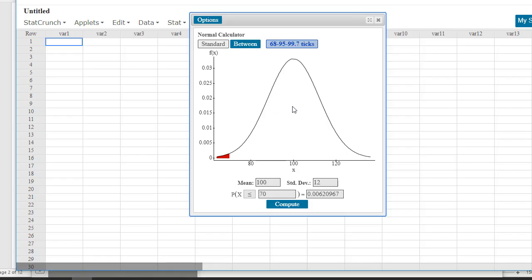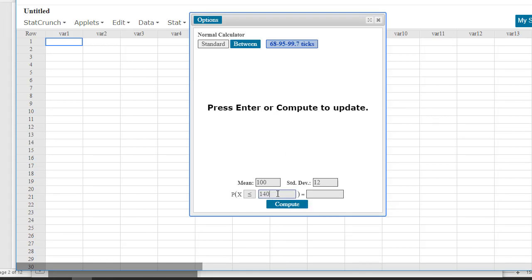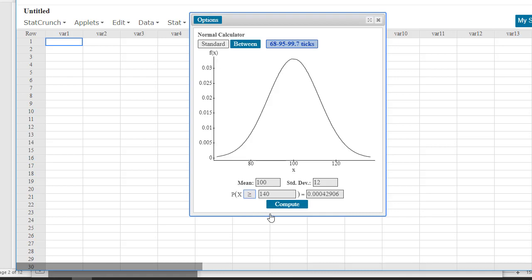Using a tool such as StatCrunch, this is so easy, right? I change my data value to 140. I choose the greater than. It goes ahead and gives me that value. I didn't even have to click compute. And it's actually shading the area for me. I just can't see it. It is so far out.